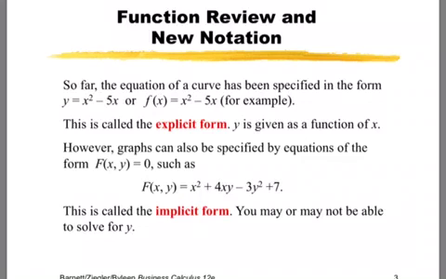However, all graphs can also be specified by equations of the form f of xy equals 0, such as f of xy equals x squared plus 4xy minus 3y squared plus 7. This form is called implicit form. You may or may not be able to solve for y. So, we'll look at how to differentiate equations in either form.